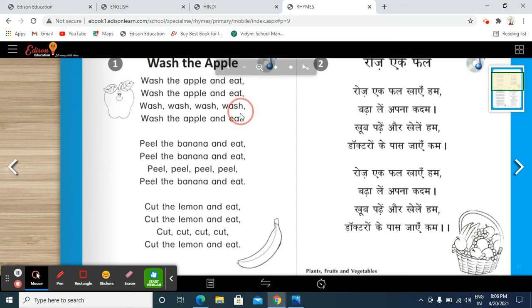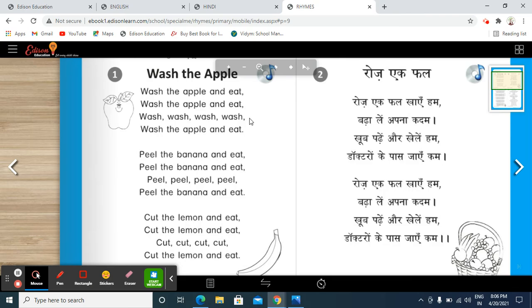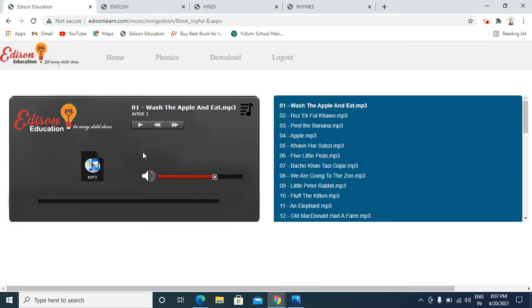Here comes a rhyme. Wash the apple. I hope you all remember this rhyme because we have heard it so many times. Next time, I want to listen to it from you. Either just recite one stanza, but children, I would request you to learn at least something from this rhyme. Ma'am will love to listen when you recite this rhyme. Okay, let's listen to the rhyme.